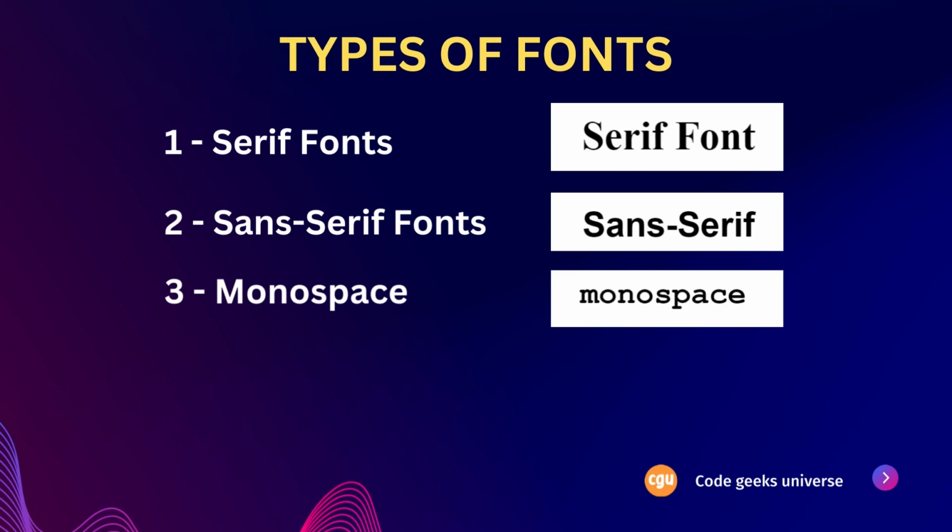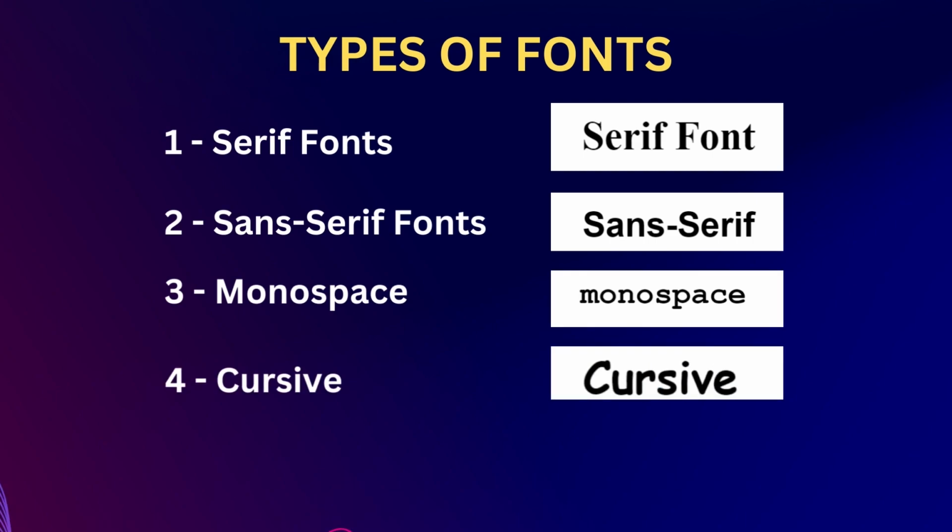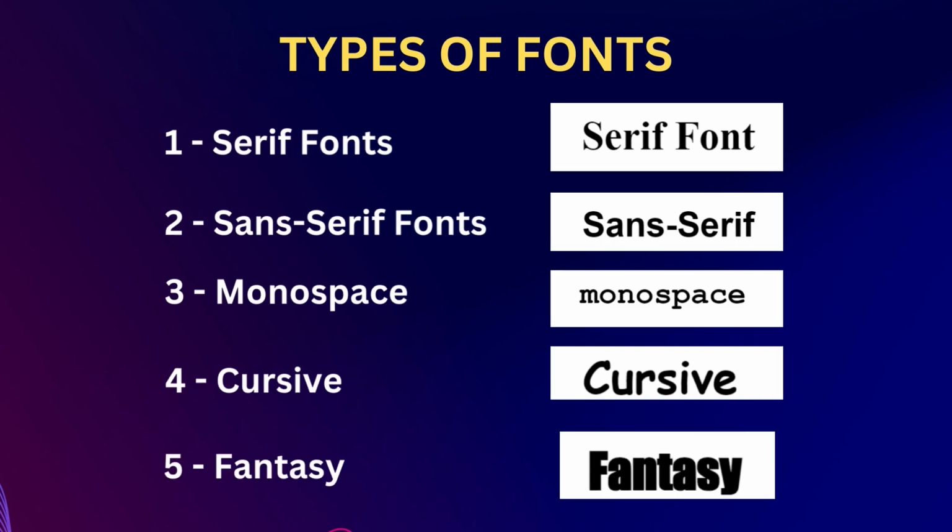Then we have a monospace font. Every character in a monospace font occupies the same amount of space, creating a neat, typewriter-like appearance, which is great for code blocks and text alignment. Now after monospace, we have another type, which is the cursive font. Cursive fonts mimic handwriting and add a personal touch. They are often used for creative or playful content. And at last, we have fantasy fonts. Fantasy fonts let your imagination run wild. They are often used for themed or decorative text.